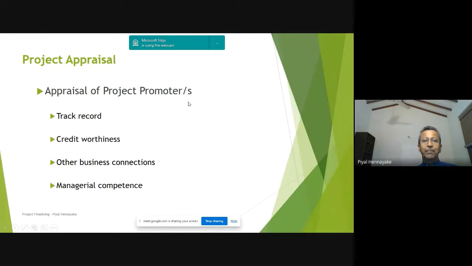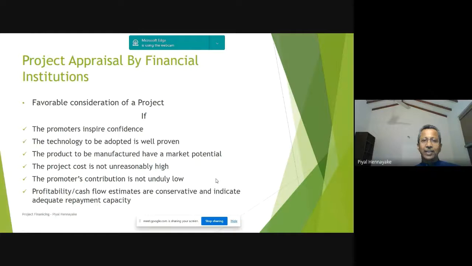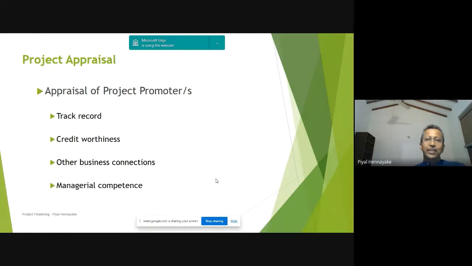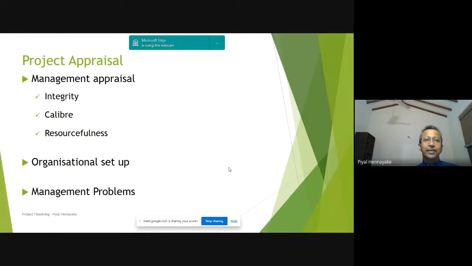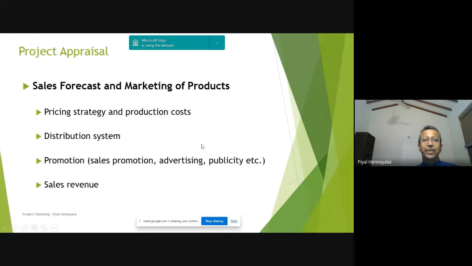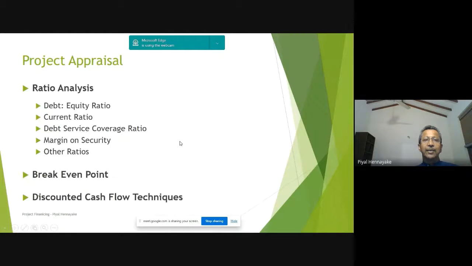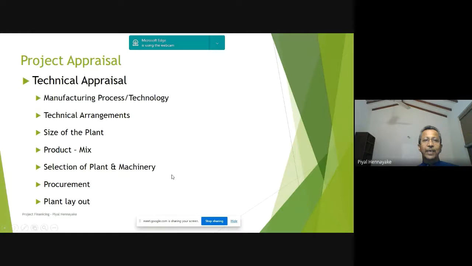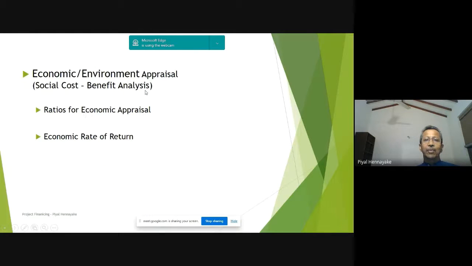So we appraised these areas, and you might need to know what the major areas are: appraisal of project promoters, management appraisal, market appraisal, sales forecast and marketing of products, financial appraisal, technical appraisal, and economic environment appraisal, and the social appraisal as well.